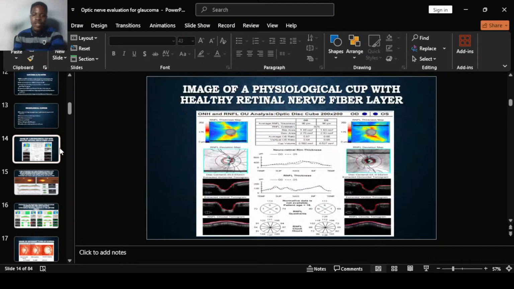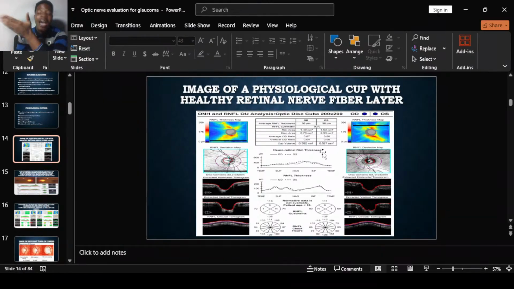So this is an image of a physiological cup. This is an OCT result. You see a physiological cup with healthy retinal nerve fiber layer. When we look at the retinal nerve fiber layer thickness map, we see that the layers are healthy. When we look at the parameters, which I'll be talking about later, you find out that they are all within normal range, even though the vertical cup to disc ratio is 0.6 on the right eye and 0.6 on the left eye.